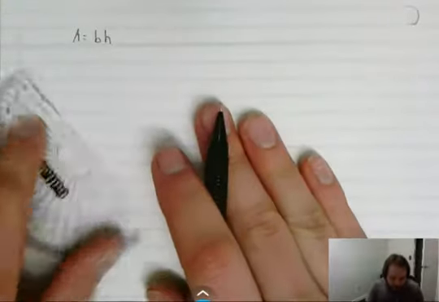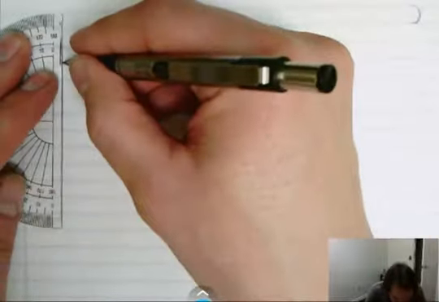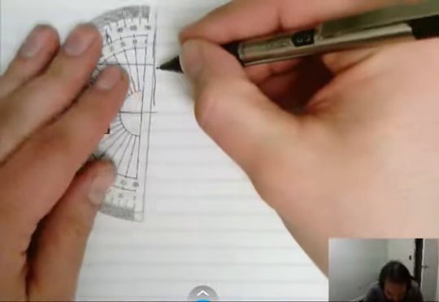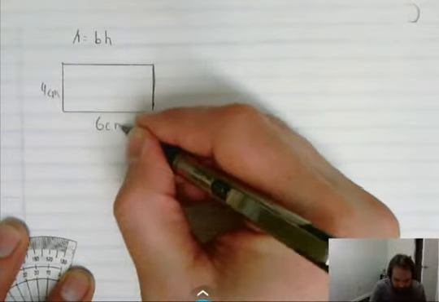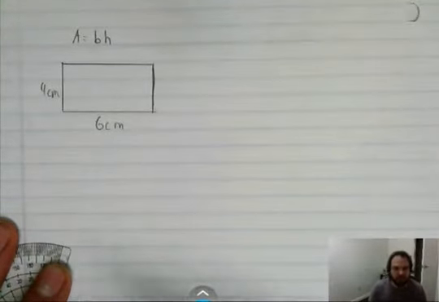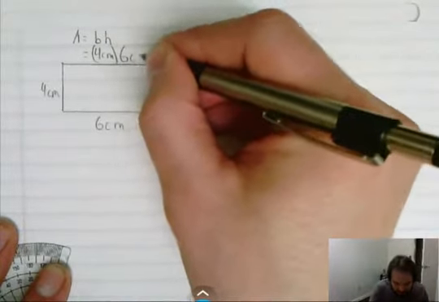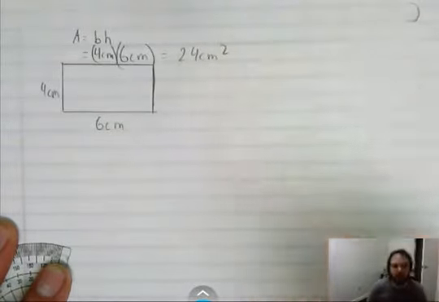So if I had a shape like this, just a regular rectangle, making my rectangle here, and we said that this rectangle is 4 centimeters by 6 centimeters, right? So we here have a height and we have a base. Well, that's going to be the same thing as equal to 4 centimeters multiplied by 6 centimeters, which is equal to 24 centimeters squared, okay?